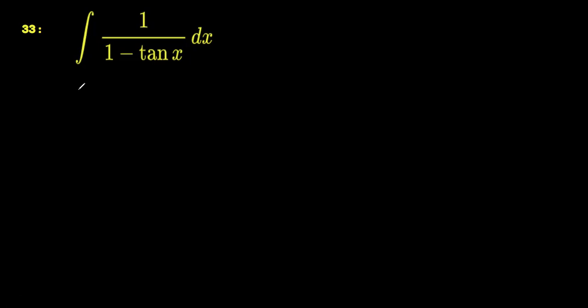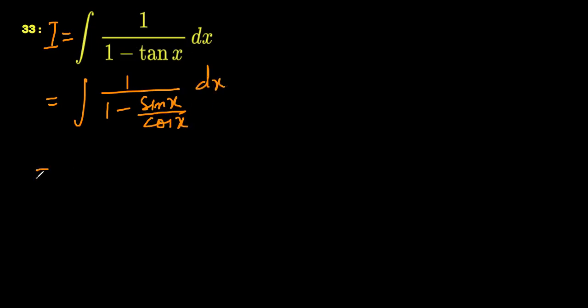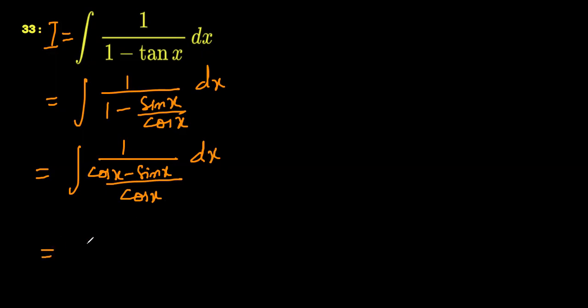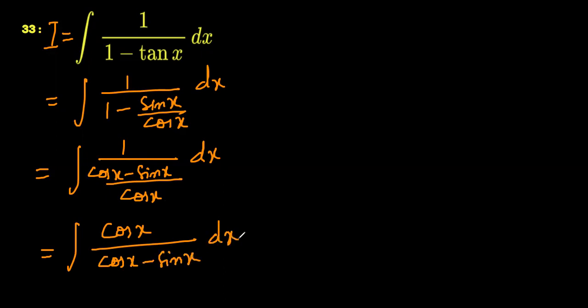tan x can be written as sine x by cos x. So let's say I is equal to this function here. This can be written as integration of 1 over 1 minus tan x, which is sine x divided by cos x, dx. Taking LCM in the denominator, it would look like 1 over LCM, which is cos x, and then cos x minus sine x. This is the same as cos x in the numerator divided by cos x minus sine x dx.